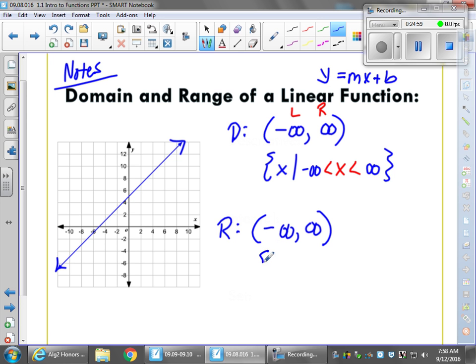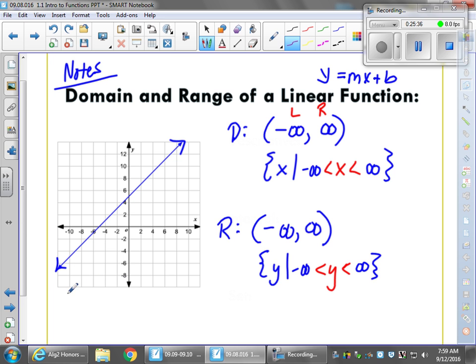Okay, so let's get set. Same thing, except just change out the x's for the y's. And again, this middle piece will never change, ever, ever. We're saying y is greater than a value and less than a value. Can someone tell me what I should put on the left side? Good. Negative infinity, positive infinity. This is true for all linear functions always. The domain and range for all linear functions will always be this.